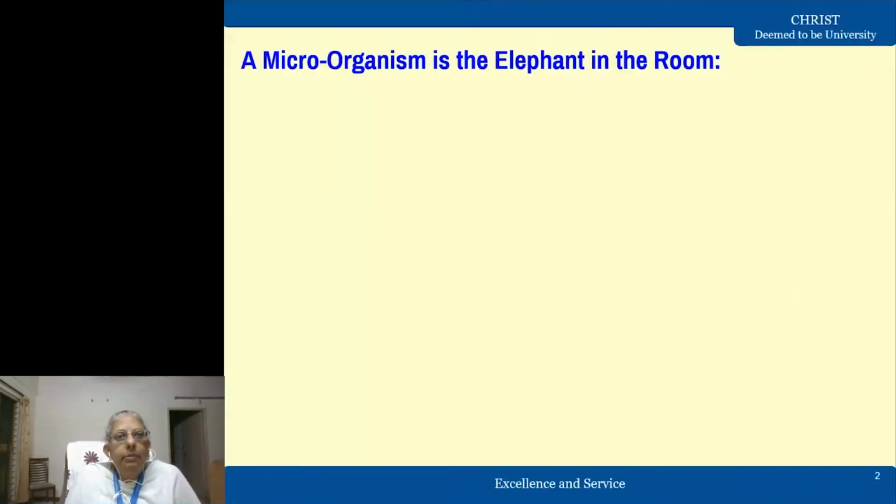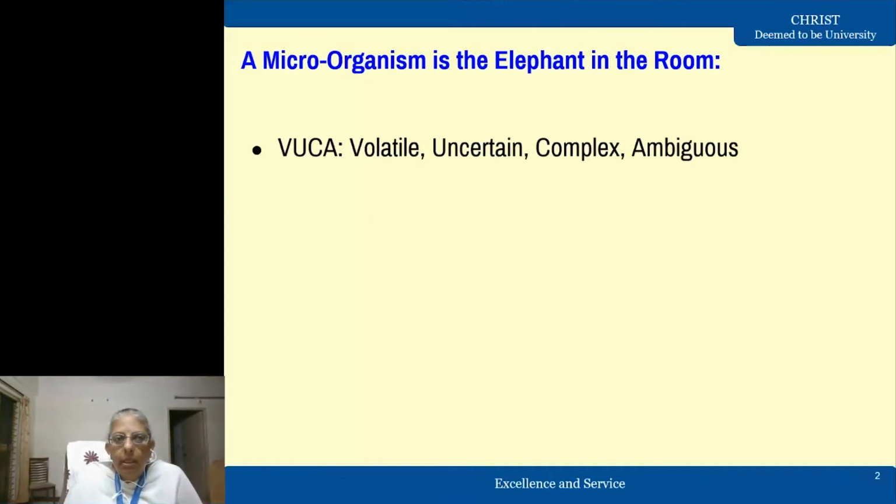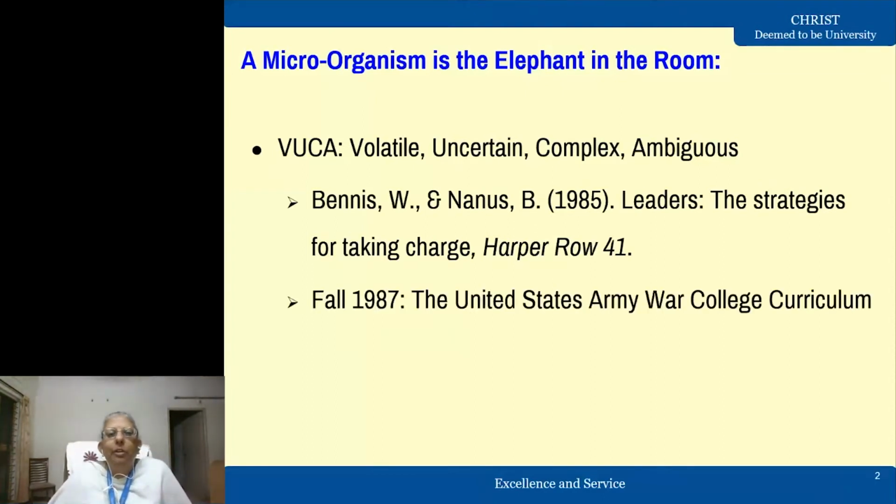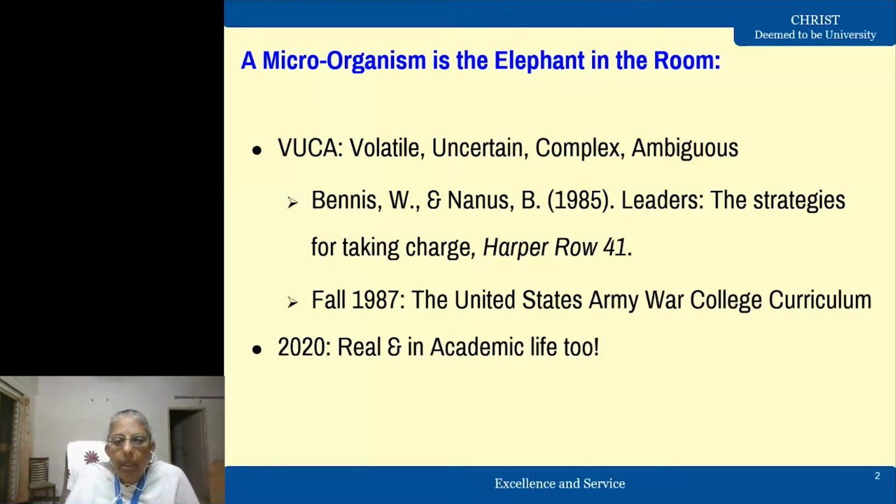A microorganism is now the elephant in the room, and it has led to VUCA: volatile, uncertain, complex, and ambiguous. This term was first given by Bennis and Nanus in 1985 in their book Leaders: The Strategies for Taking Charge, and it was used in the fall of 1987 by the United States Army War College curriculum. In 2020, VUCA is real and it's pervaded academic life too.